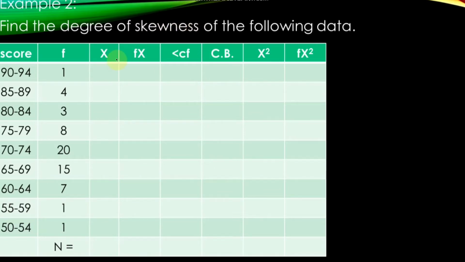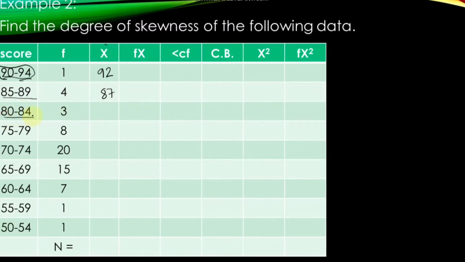So first, we need to complete the frequency distribution table. What is the value of x? That is the midpoint of its class. So what is the midpoint of the class 90 to 94? 90 plus 94, then divide by 2, so the result is 92. Then 85 to 89, that is 87, the midpoint of these two class limits.